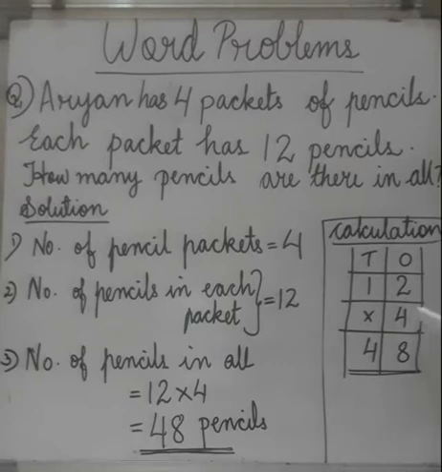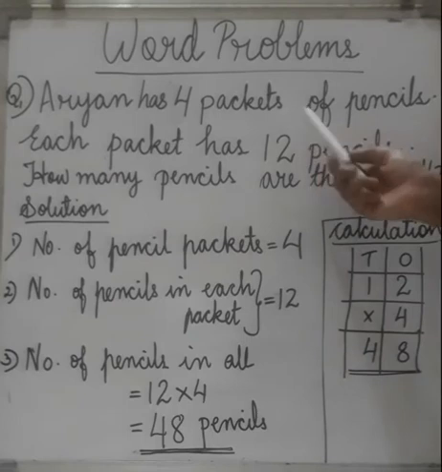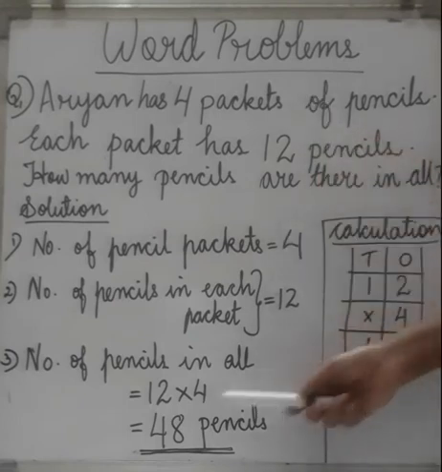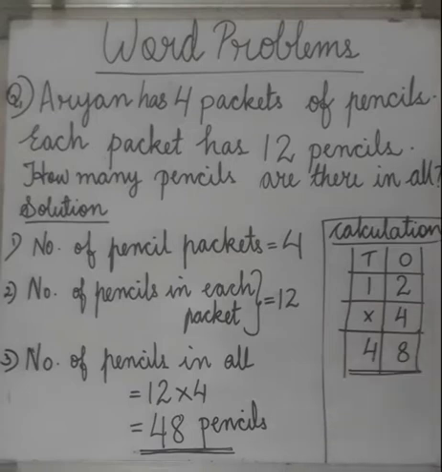After that we are going to multiply this 4 with this 1. 1 is in 10s. 4 1s are 4. Write this answer here in 10's place. Now the answer is 48. Total 48 pencils are there in 4 packets. So Aryan has 48 pencils.